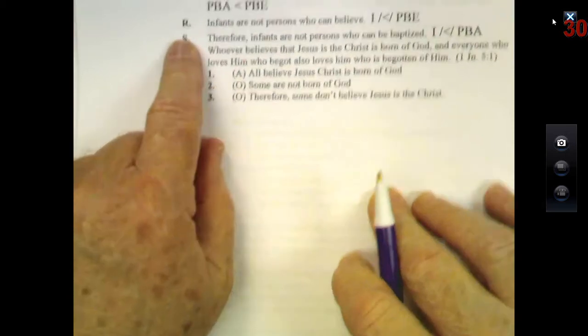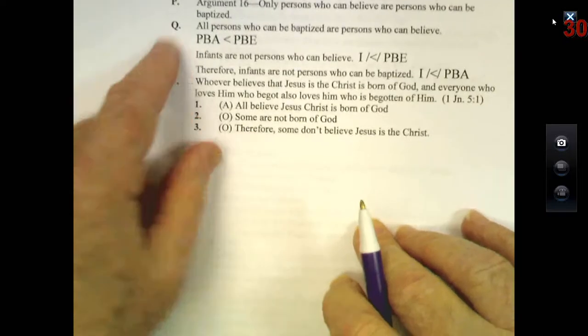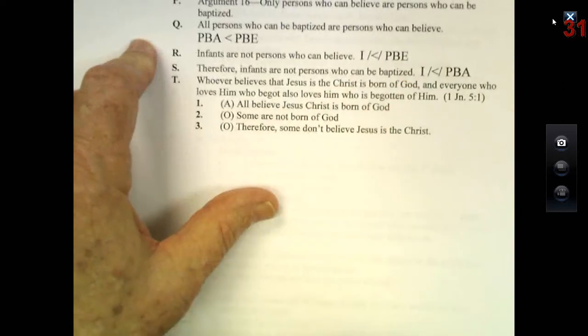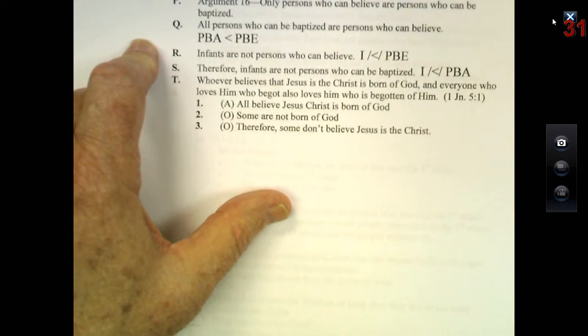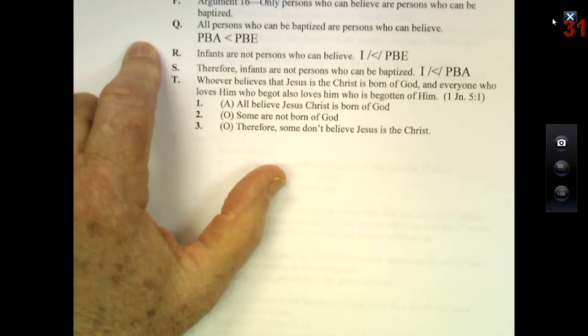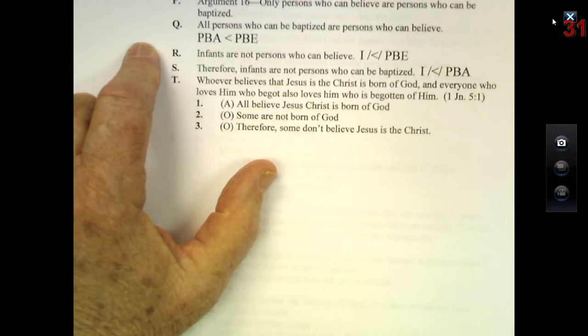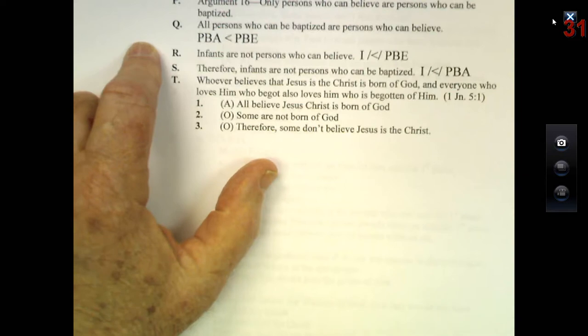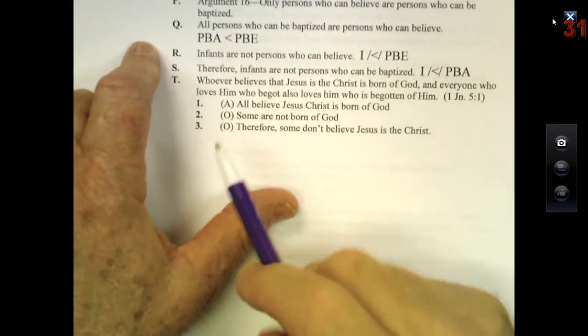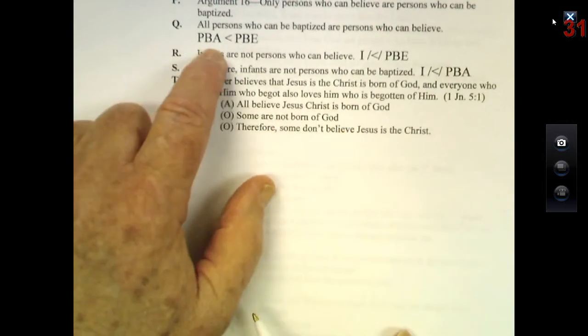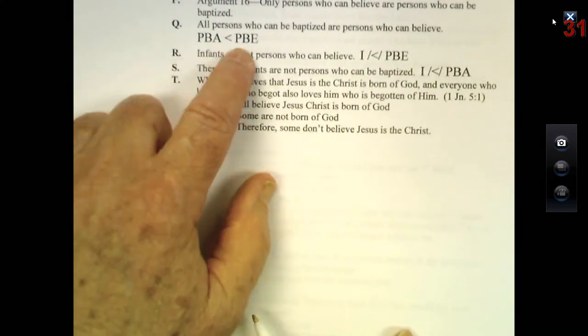Before you go to the board, an argument. Only persons who can believe are persons who can be baptized. Okay, how do I deal with an only statement? I can say only females are mothers, but that's not a standard form. I have to take the predicate and make it the subject: all mothers are females. I can't say all females are mothers. So all persons who can be baptized are persons who can believe.